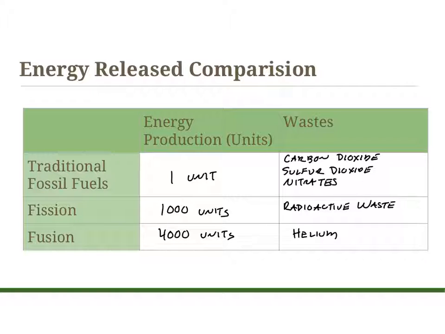The last thing is the first type of nuclear or atomic energy that we talked about, which was fusion. And in fusion, we produce roughly 4,000 times the amount of energy of traditional fossil fuels. And the nice thing about that is that helium is its only byproduct or waste. The problem with that is that the only place to do it is in a star, and we don't have the ability to harness a star currently.